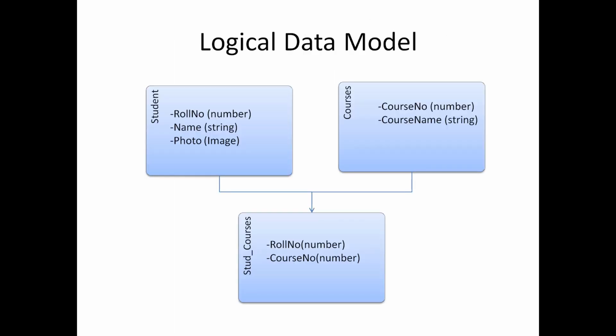So if you look at the last diagram, I have an entity called student, I have an entity called courses, and I have an entity called student courses, and there is a relationship between the student courses and the courses. So the roll number in the student courses is coming from the student entity, and the course number is coming from the courses entity. So that's where we come to something called the entity relationship diagram.